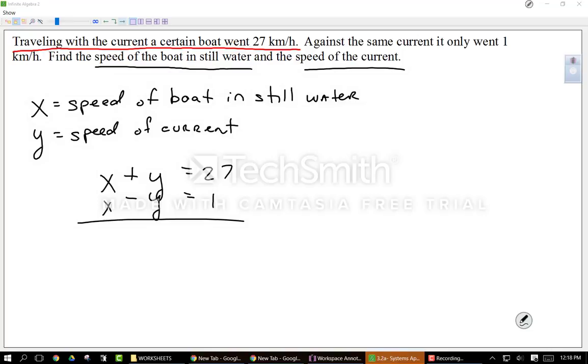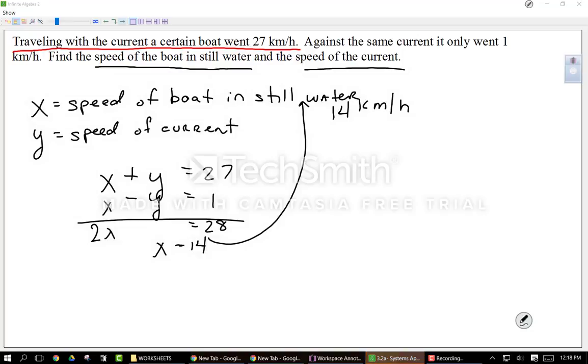So I have a system of equations. If I look here, my y's, if I add them, can automatically cancel. So 2x, when I add my x's, equals 28. x is 14 after I divide. Well, 14 what? Since x is 14, it's 14 kilometers per hour. That is the speed.